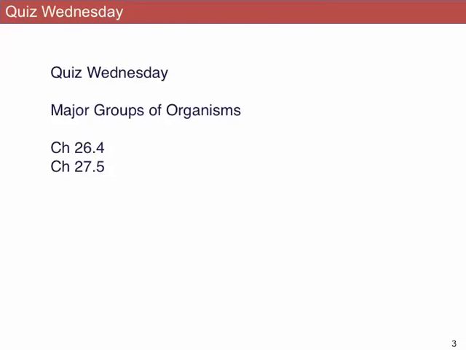We're going to have a quiz on Wednesday. I sent around an email about this. It's going to focus on the major groups of organisms. That's chapter 26.4 and chapter 27.5. The key here is to learn the major groups and some of the key features of the groups. And we're going to talk a lot about the eukaryotic ones today.